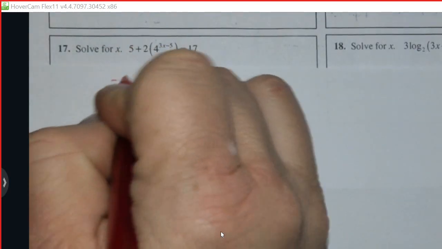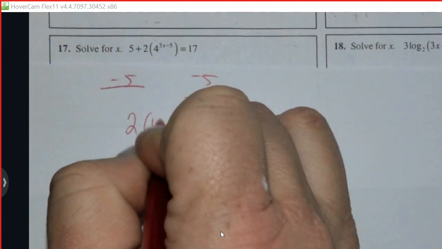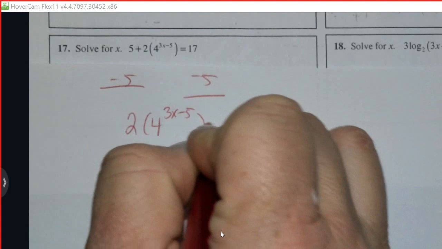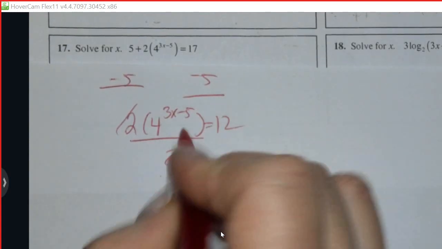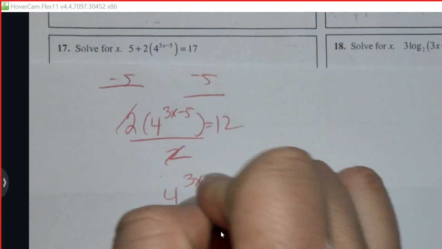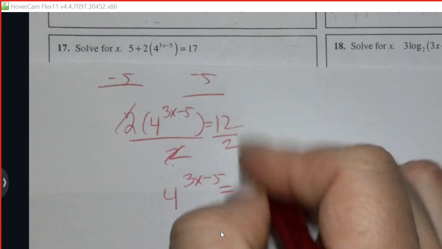I'm going to start by subtracting 5 from both the left and the right. These cancel, and I have 2 times 4 raised to the 3x minus 5 equals 12. And then I'm going to work on adding, multiplying and dividing. I have 4 raised to the 3x minus 5. I did it to the left, I must also do it to the right-hand side, equals 6.